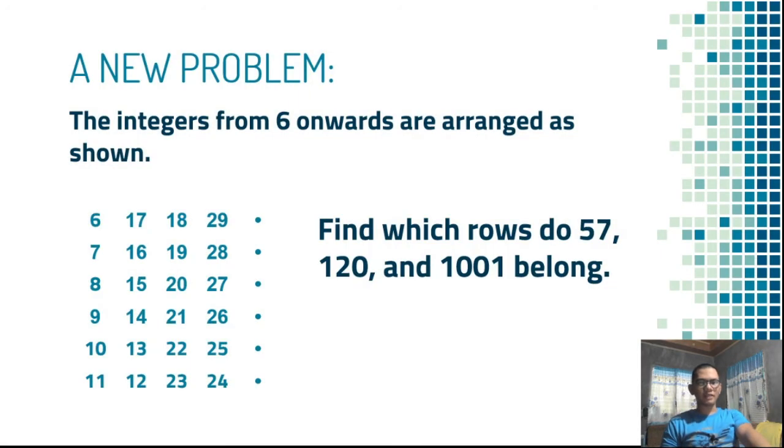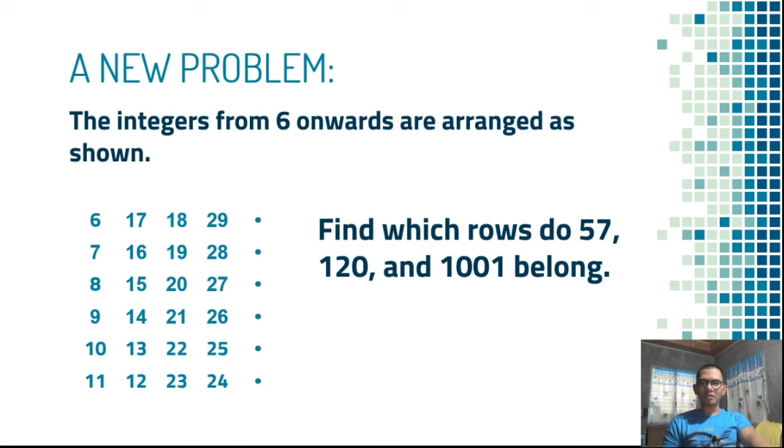You may pause the video to ponder about the solution to this problem. The numbers from 6 onwards are arranged as shown. Find which rows 57, 120, and 1001 belong. Here comes the most important part of Polya's 4-step process of problem solving. We will attempt our solution, or in our case, the application of modular arithmetic in similar problems.